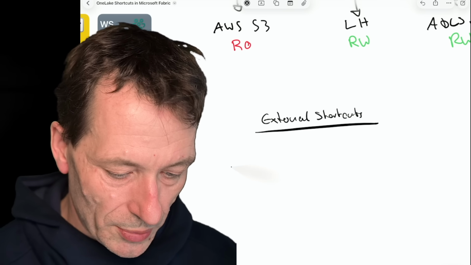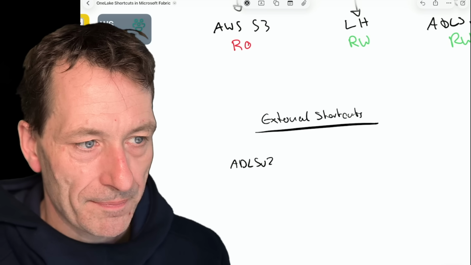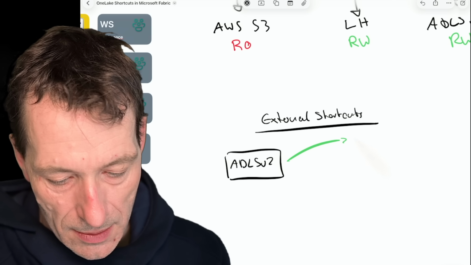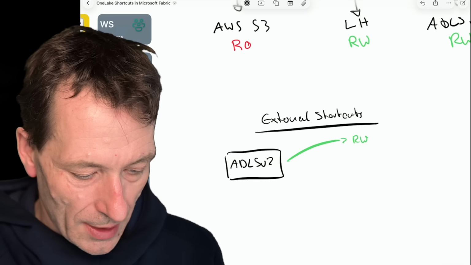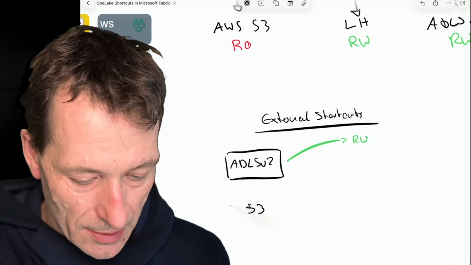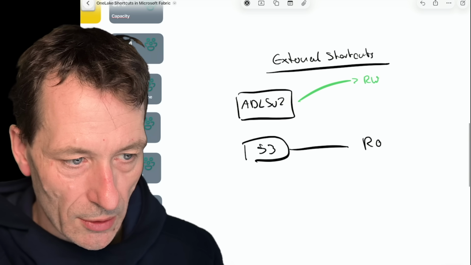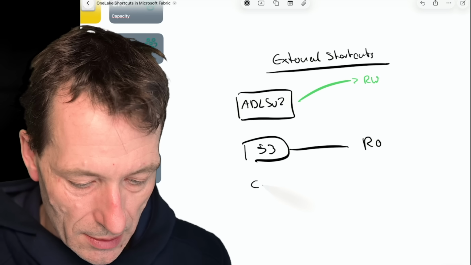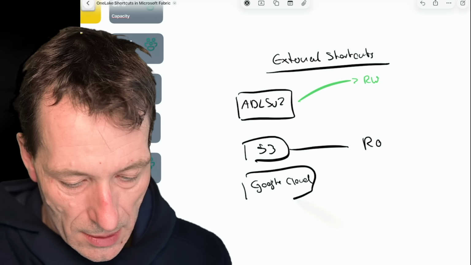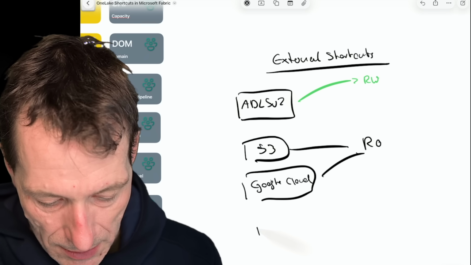External shortcuts could be ADLS v2. With ADLS v2, you can do read-write. It works. Everything else basically is read-only. So S3, for example, is read-only. Google Cloud is also read-only. And Dataverse is also read-only.